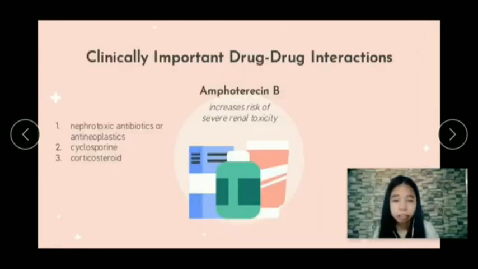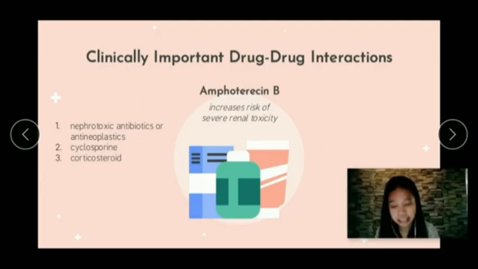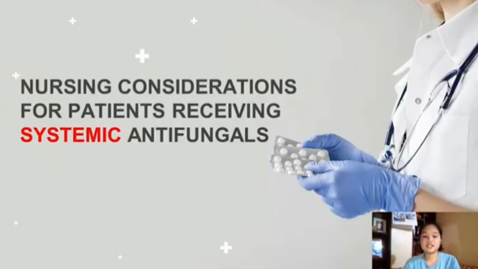So patients who receive amphotericin B should not take other nephrotoxic drugs such as nephrotoxic antibiotics, cyclosporine, or corticosteroids unless absolutely necessary because of the increased risk of severe renal toxicity. Now let's go for the nursing considerations for patients receiving systemic antifungals.